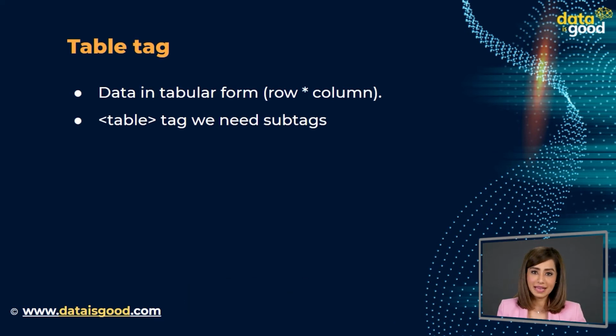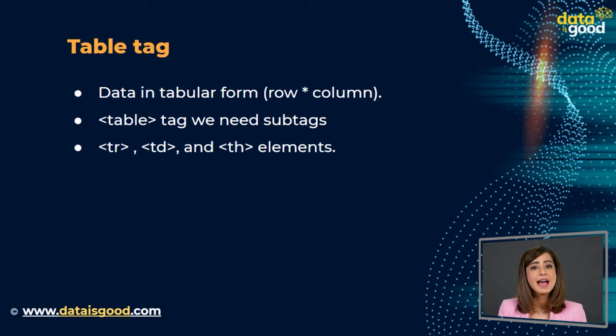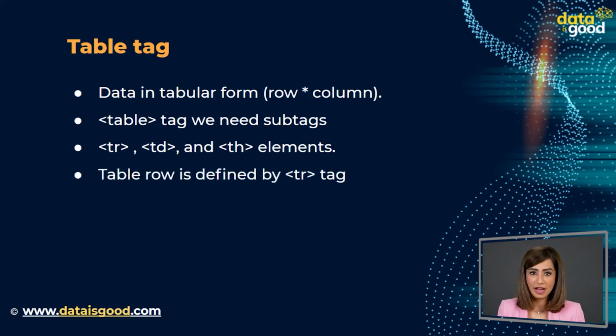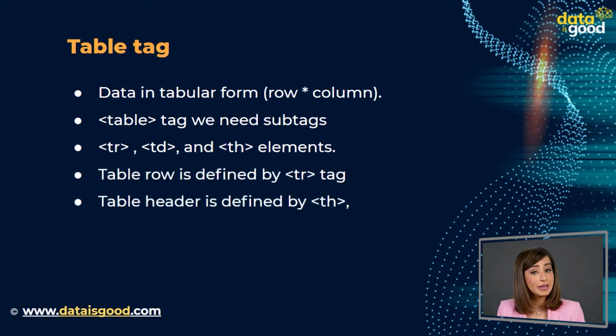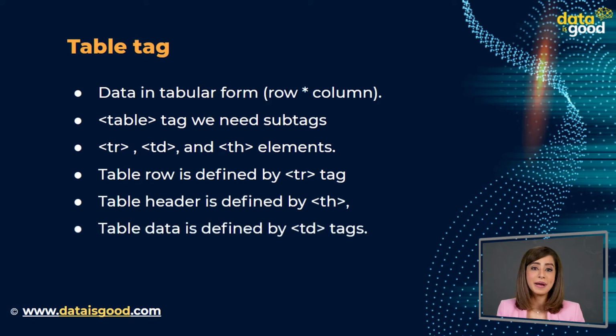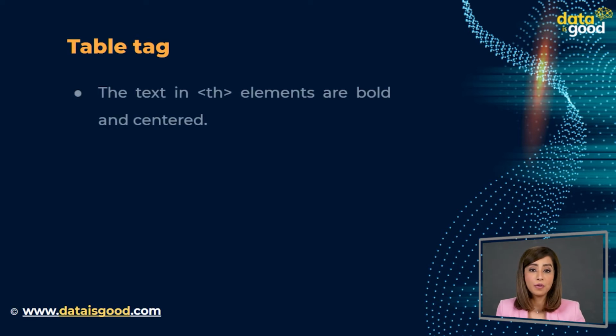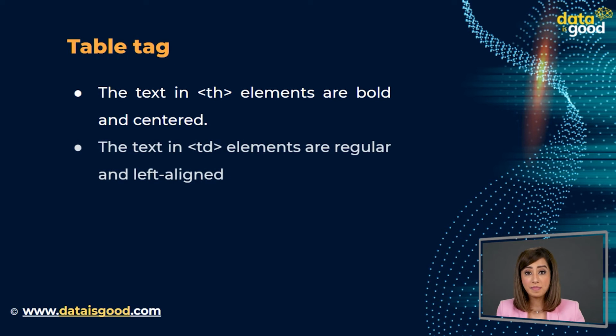We can create a table to display data in tabular form using the table element with the help of tr, td and th elements. In each table, a table row is defined by the tr tag, a table header is defined by th, and table data is defined by td tags. By default, the text in th elements is bold and centered. By default, the text in td elements is regular and left aligned.